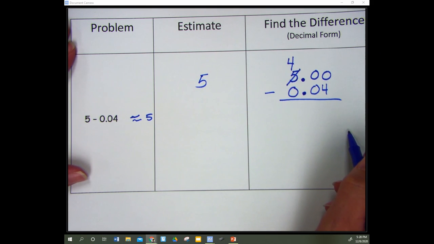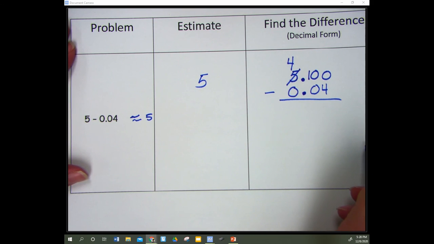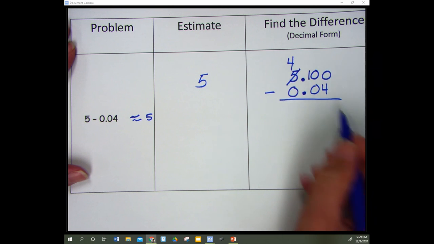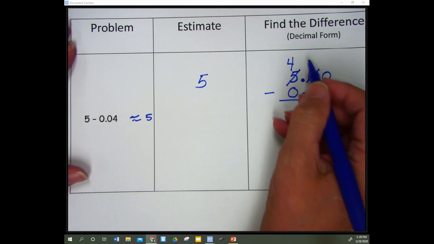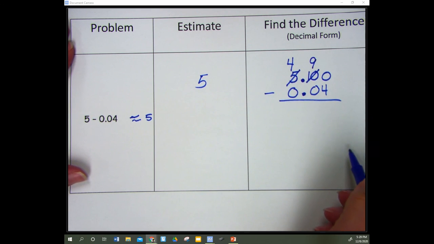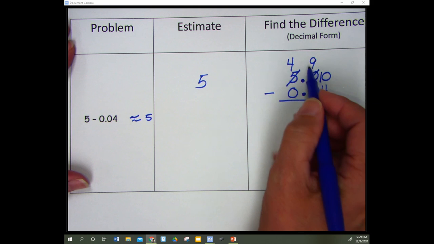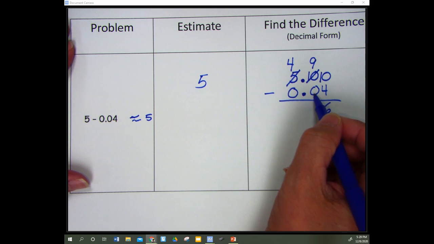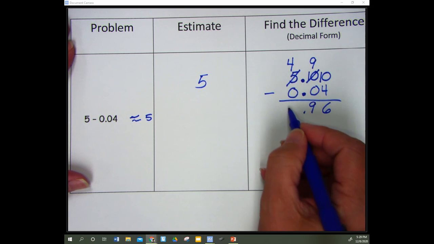The 1 that I took is equal to 10 tenths. But remember, I still need some hundredths. So I'm going to take one of those tenths. That will leave me with 9 tenths left. The 1 tenth I took is equal to 10 hundredths. Now I can do some subtracting. 10 hundredths take away 4 hundredths is 6 hundredths. 9 tenths take away 0 tenths is 9 tenths. 4 ones take away 0 ones is 4.